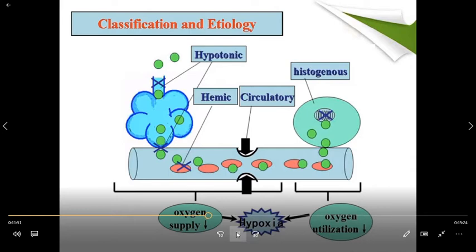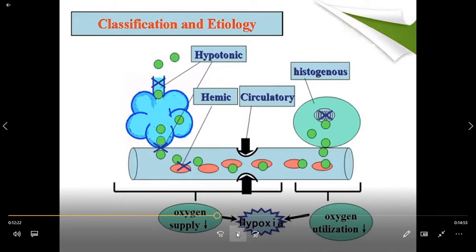And let's go further. When the oxygen gets into the blood vessel, it will combine with hemoglobin, which we represent with the oval-shaped red pattern. If something happens there, either to the quality or the quantity of hemoglobin, it's hemic hypoxia.